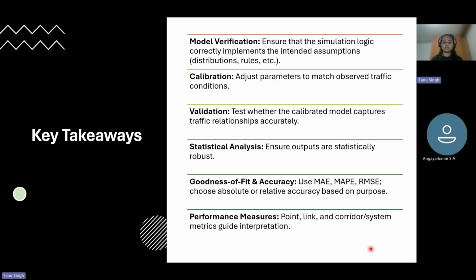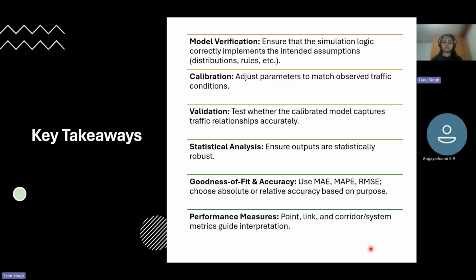Then goodness of fit, that uses metrics such as MAE, MAPE, RMSE to quantify model accuracy, and depending upon whether we need the exact number or a comparison between alternatives, we use the absolute or the relative accuracy. Then the performance measure, selecting the point, link, or system level measures based upon the objective.